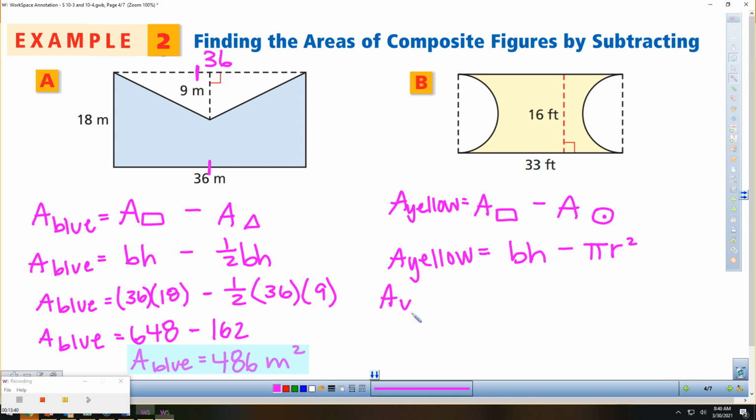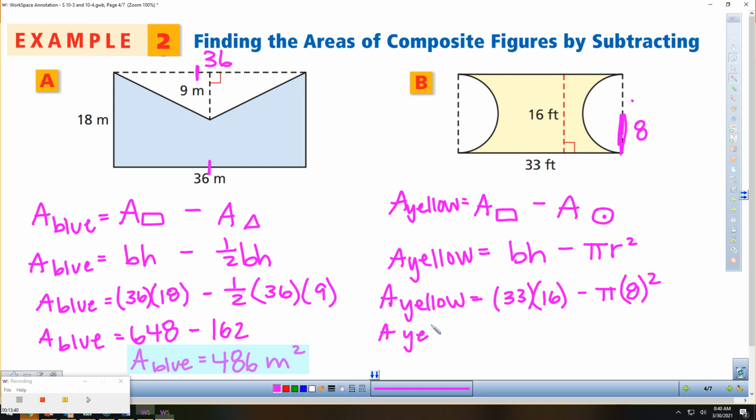Alright, so the area of my yellow figure is the base of my rectangle, which is 33, times the height of my rectangle, which is 16, minus pi. Okay, this whole diameter is 16. So that means the radius, half of it, would be 8. So then it's 8 squared.